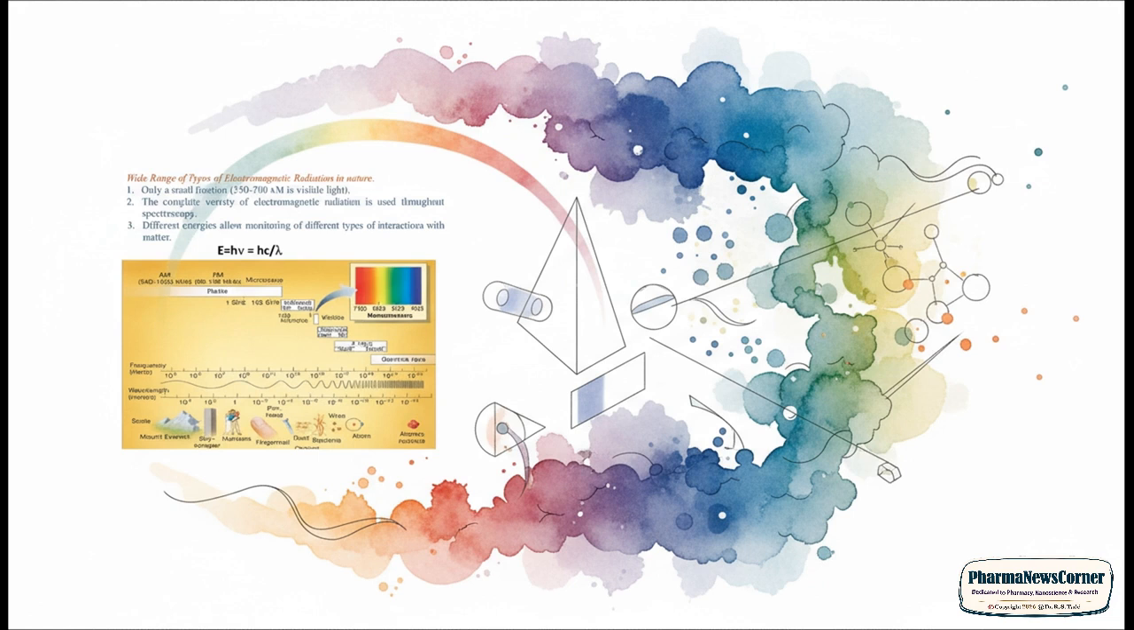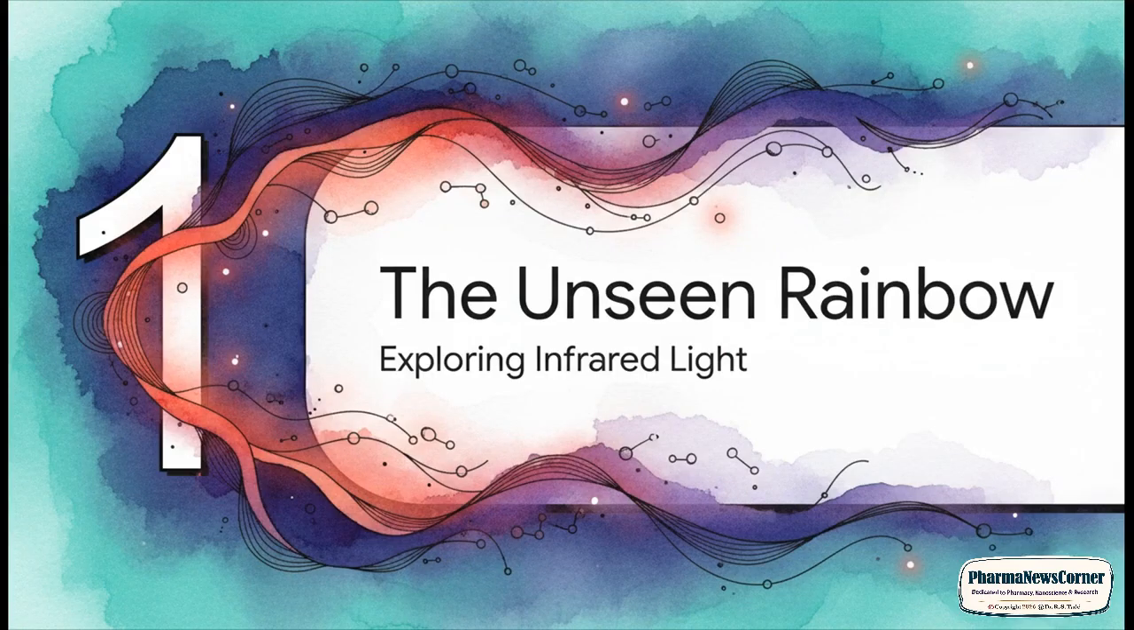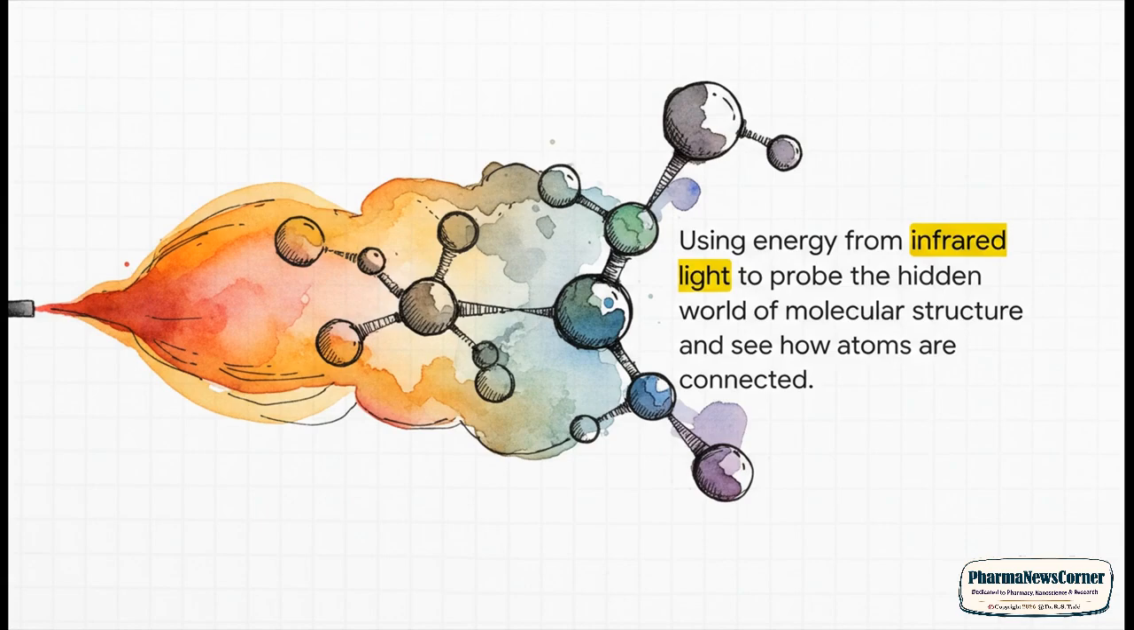So what if we could use all that invisible light, like infrared, to see things our eyes can't, like the very structure of a molecule? Well, that's the whole idea behind spectroscopy. So, let's start by exploring a part of the spectrum that's just past the red light we can see. We'll call it the unseen rainbow. That's exactly where infrared, or IR, spectroscopy comes into play.